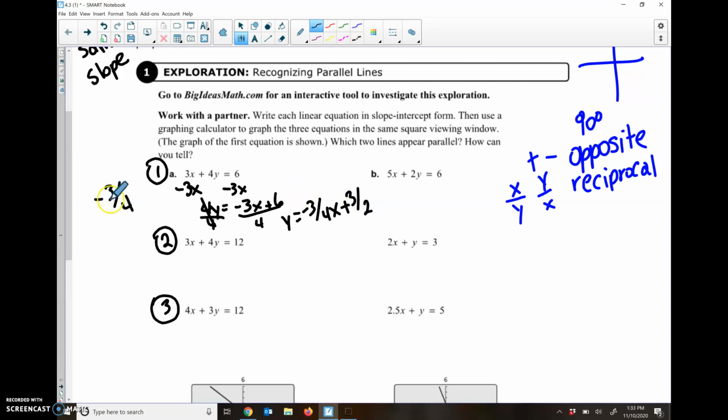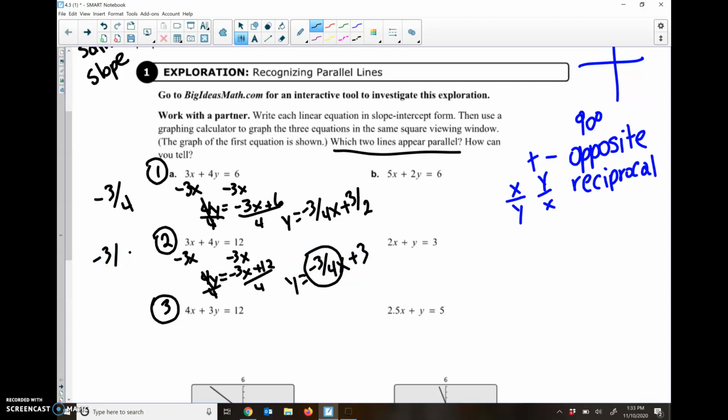So if we're looking for another one, since this is all parallel, that's what the question asks, we're looking for another one that has negative 3/4 as the slope. Okay, so let's look at line number 2 here. So same thing, I'm going to subtract 3x from both sides. So I end up with 4y equals negative 3x plus 12. Divide by 4, divide by 4, and we got lucky it's these first two. Because then once I divide both sides by 4, I get negative 3/4 x plus 3, and there it is, negative 3/4. So lines 1 and 2 are going to end up being parallel because both of their slopes are negative 3/4.